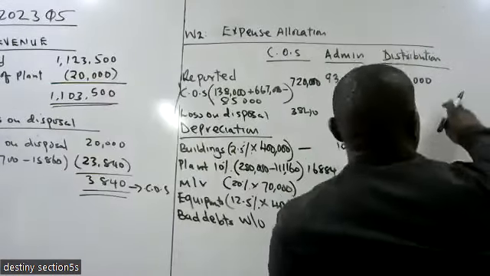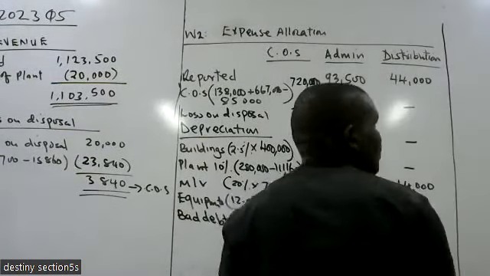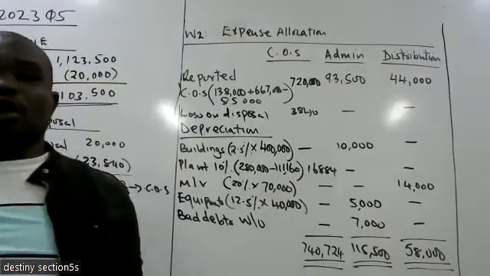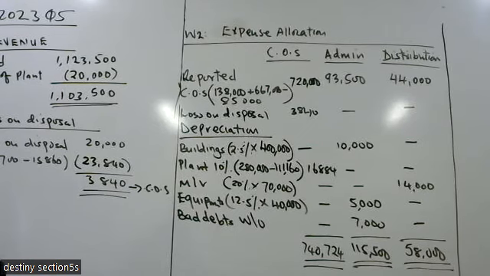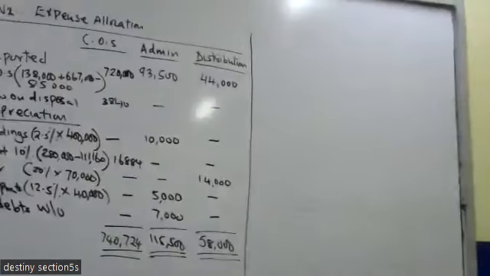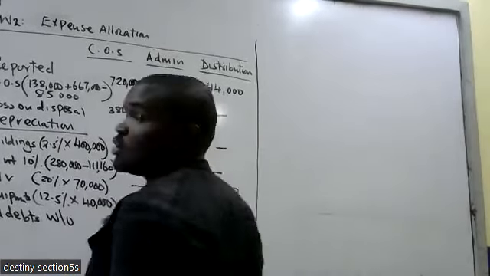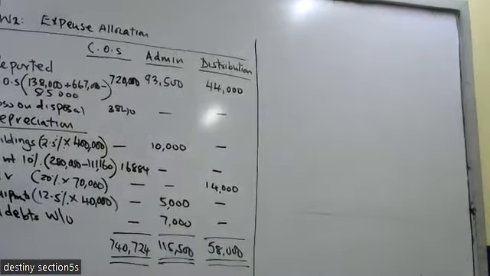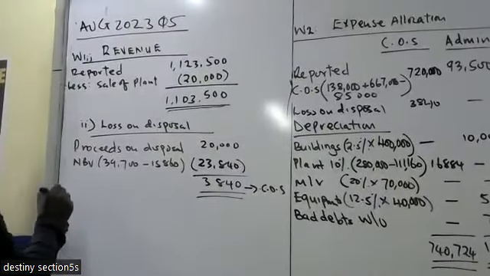Now, good. Let's check the next one. The next one, should we check? Yes. I want us to check income tax. So income tax, call it working 3. Call it working 3, the income tax.